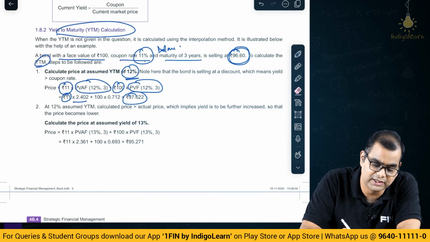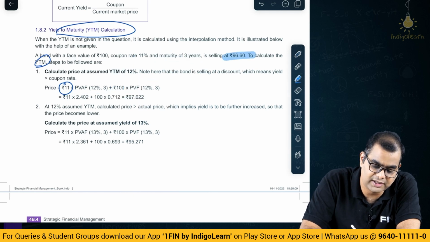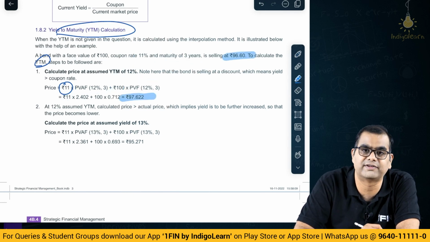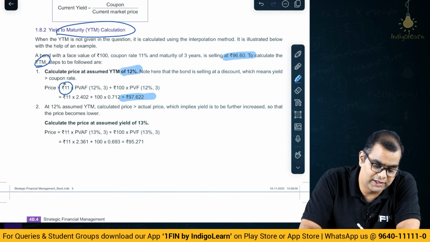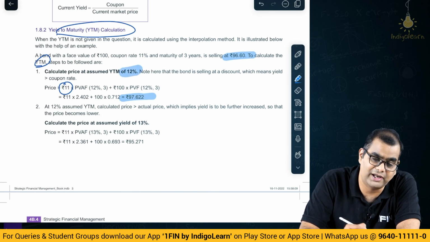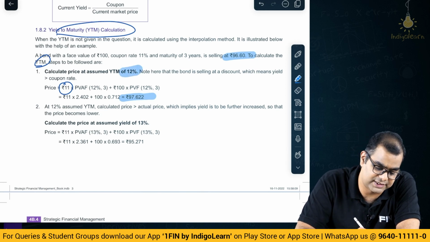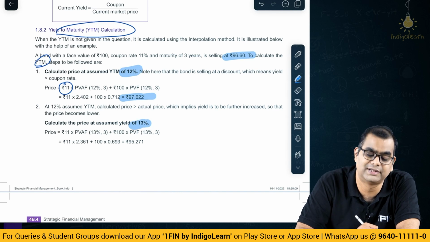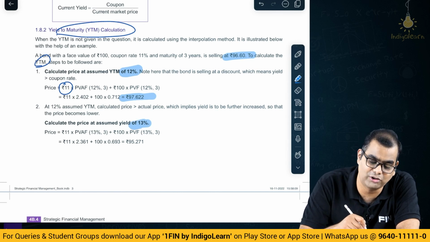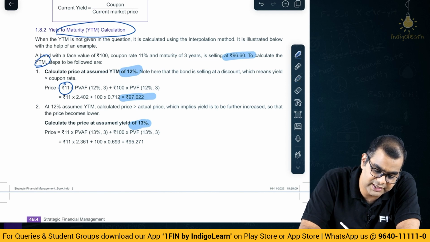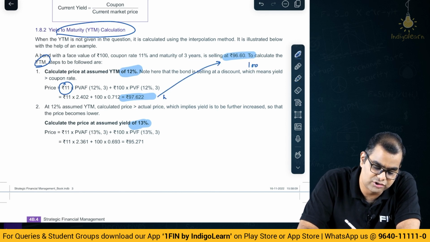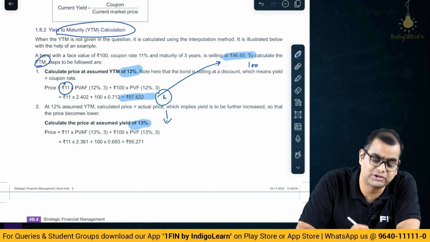But actually, the price is 96.6, whereas you got 97. So, at 12% you got 97. If you make the rate further higher at 13%, what will happen? If at 12% it is 97, and you increase the rate, price will come down further. What is the relation between these two? This is higher, this is lower. So, you have to increase the rate higher to 13%.